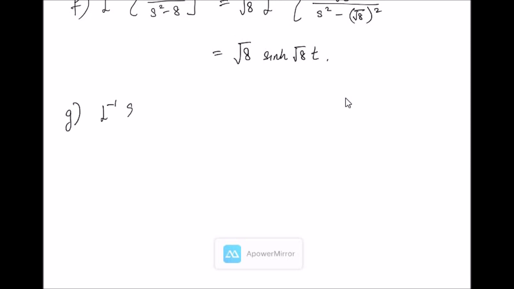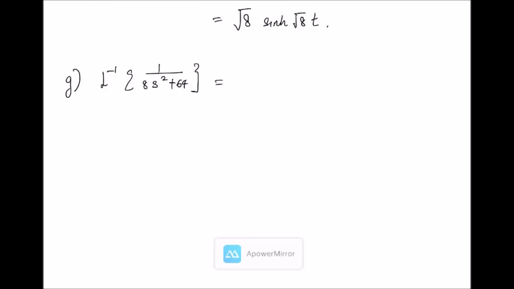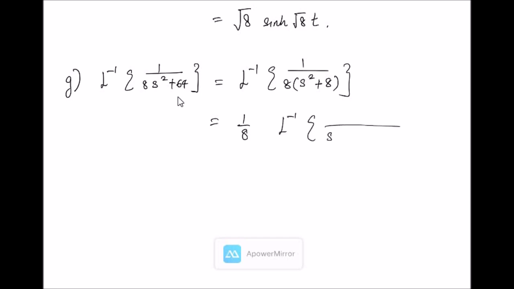Find the inverse Laplace transform of 1 over 8s squared plus 64. For this question, the coefficient of s squared here is not 1, it is 8, so we need to divide by 8 to get s squared plus 8. So I rewrite it as 1 over 8 times 1 over s squared plus 8. So 1 over 8 is a constant, then inverse Laplace. Okay, I get s squared plus square root of 8 and then squared.